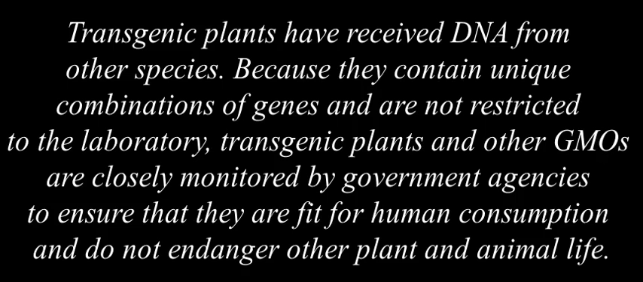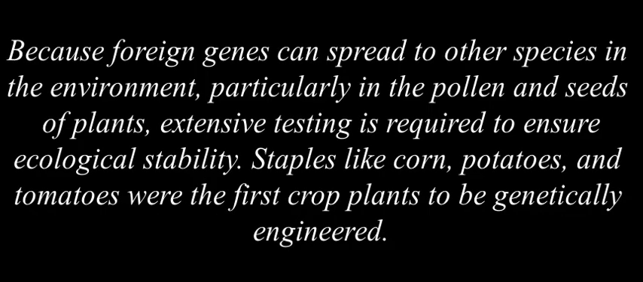Because they contain unique combinations of genes and are not restricted to the laboratory, transgenic plants and other GMOs are closely monitored by government agencies to ensure that they are fit for human consumption and do not endanger other plant and animal life. Because foreign genes can spread to other species in the environment, particularly in the pollen and seeds of plants, extensive testing is required to ensure ecological stability. Staples like corn, potatoes, and tomatoes were the first crop plants to be genetically engineered.